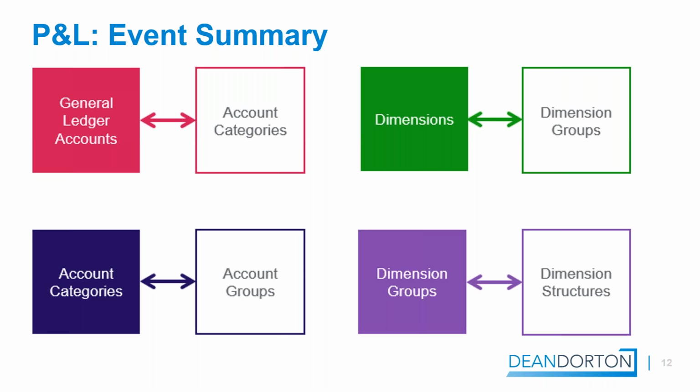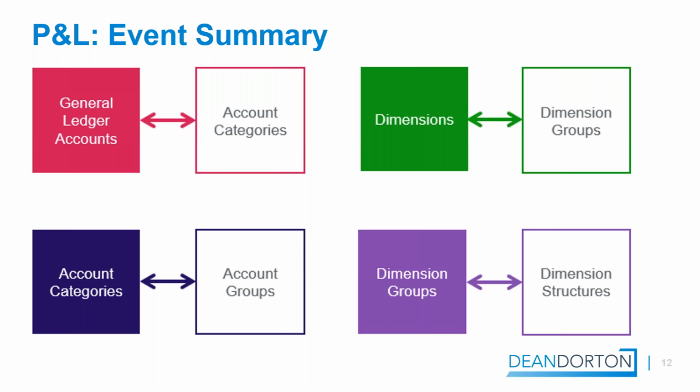So we actually showed the P&L already, but if you are familiar with creating a report inside of Intacct, there are a few ways that you're going to work through this. You're going to take your general ledger accounts and create account categories to group into your reporting. You're going to take your account categories and turn those into account groups. So you're going to segment everything together. And then your dimensions are going to be related to your dimension groups and your dimension groups to dimension structures.